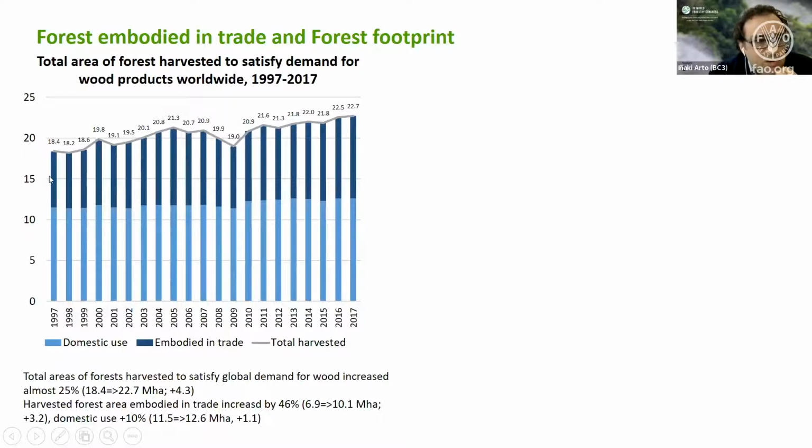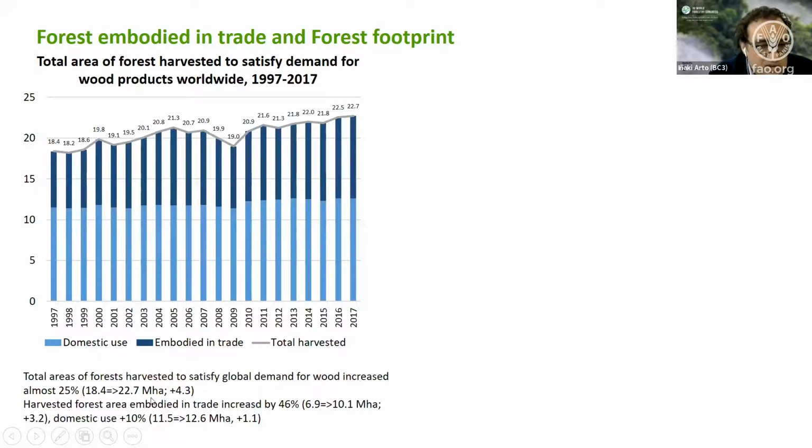And in the bars, what you can see is the split of the part of this area harvested in each country that is used to satisfy the domestic demand. And the dark blue represents the part that is harvested in a country, but is used to satisfy foreign demand, the demand of other countries.